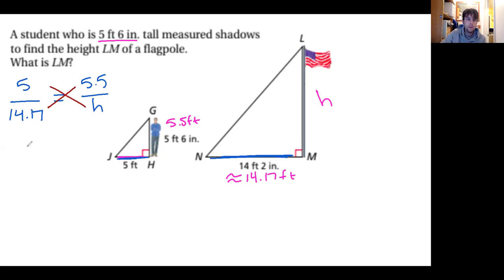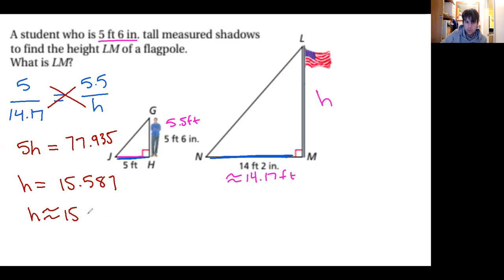Cross multiplying, we get 5h equals 77.935. And then we divide everything by 5. So we get our height is 15.587. And again, rounding to the nearest tenth, we could call this 15.6 feet.